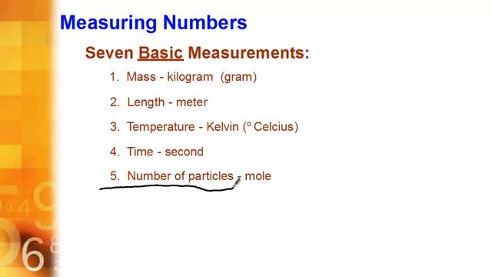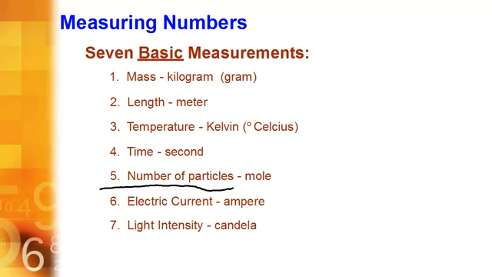But you say, well, there's 7, aren't there? Well, yes, there are. There's 2 more, but we don't really deal with these much in the chemistry laboratory. And number 6 is electric current. That's a pretty good physics topic. And light intensity, which is measured in candelas. That is the unit. We won't deal with those last 2 here in the chemistry classroom. But those are the 7 basic ones. All others are combination units.